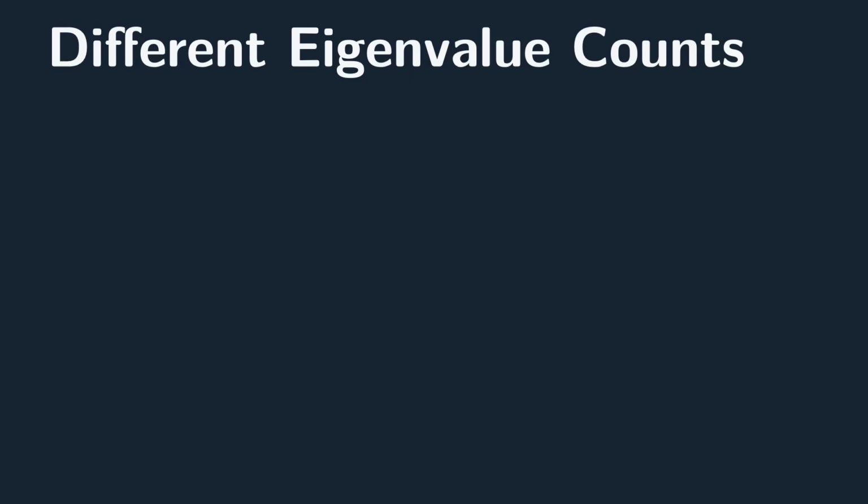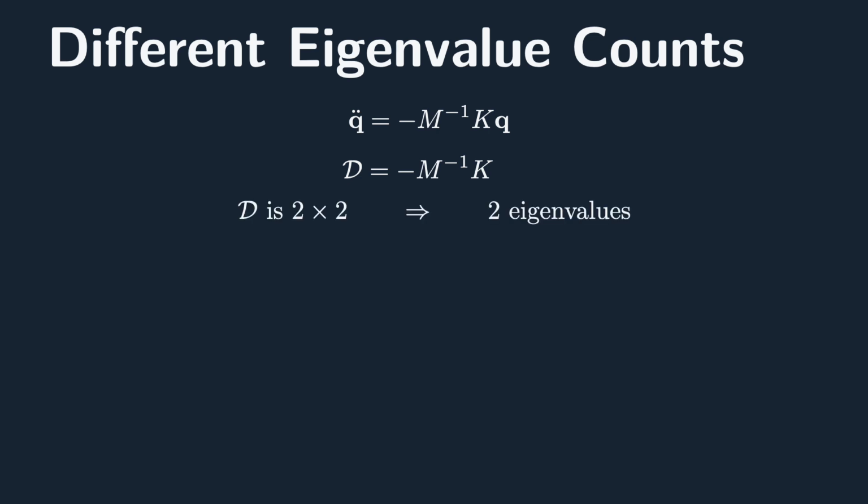In this clarification video, we compare two matrices that can appear for the same undamped two-degree of freedom system. From the second order equation, we can write the acceleration equation as q double dot equals M inverse K q. To make the notation shorter, we call the matrix M inverse K by the symbol script D. For this two-degree of freedom example, D is a 2 by 2 matrix, so it has two eigenvalues.